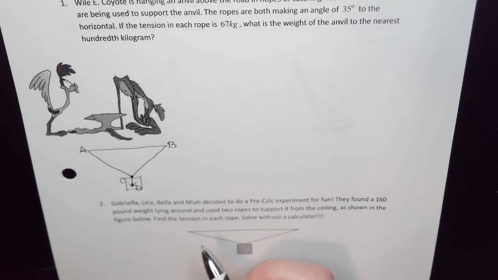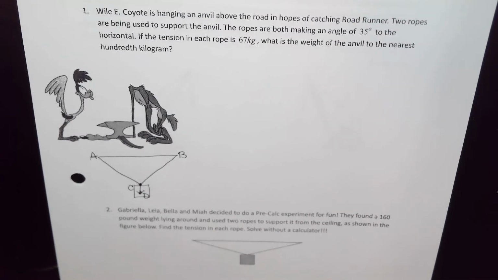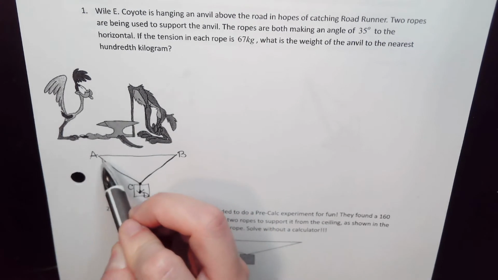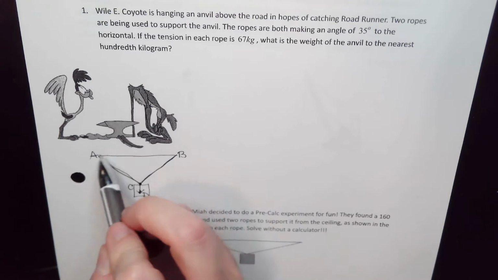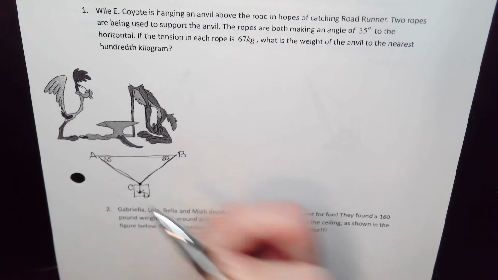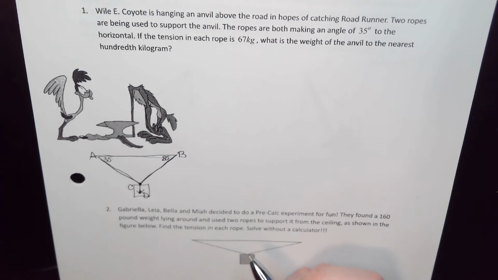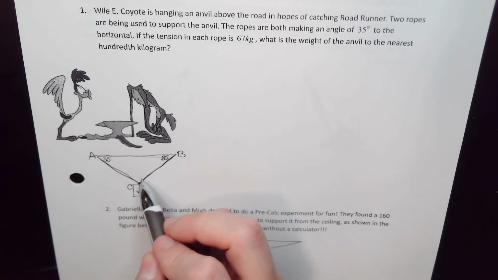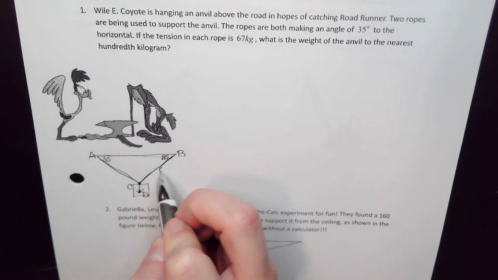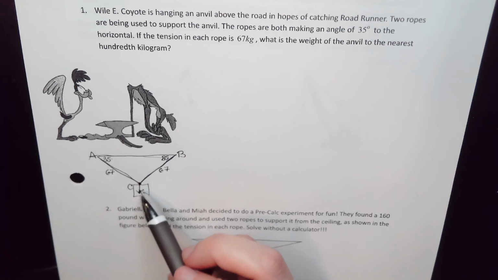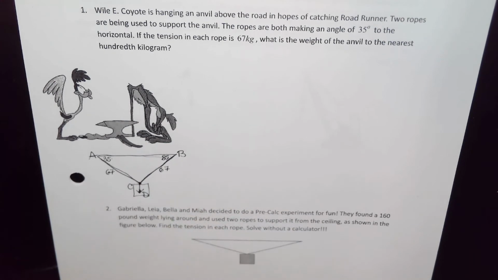And we're told that the two ropes are making an angle of 35 degrees with the horizontal. So here, this is one rope, and this is the other rope. And the horizontals right here, so they're each making a 35-degree angle with the horizontal. All right, and the tension in each rope is 67 kilograms. So that's going to be our magnitude of the vector. So we know each of those is 67. And they're equally pulling away as this anvil hangs.